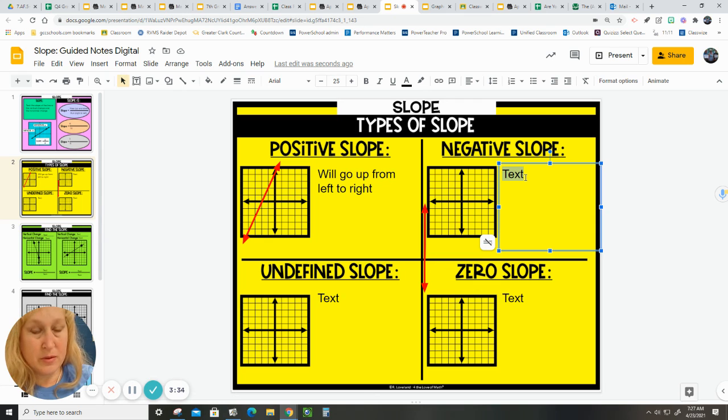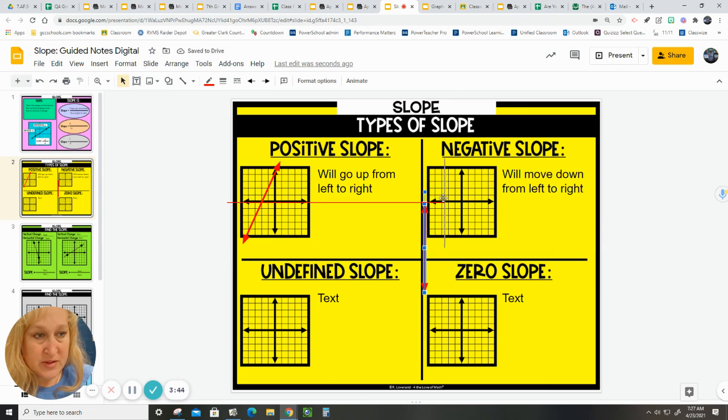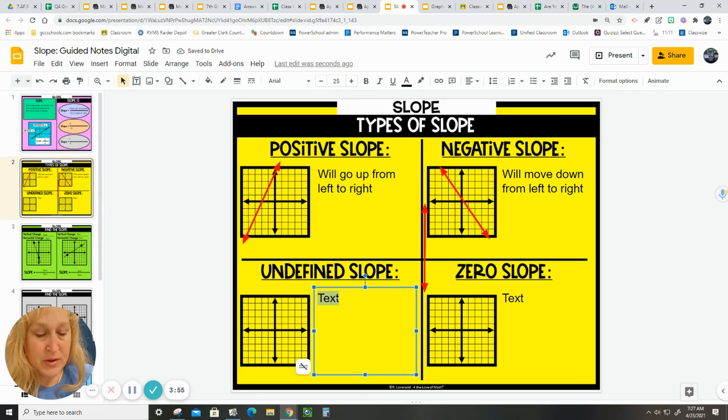Negative slope will move down from left to right. You're going to pull the same thing here. You're going to find where the little angle thing is and move it so that it looks like it's going downhill. An undefined slope has no movement. That's what I'm going to call it.